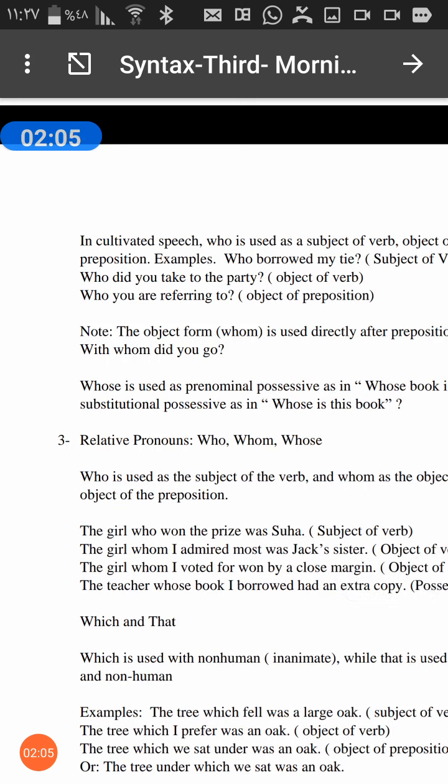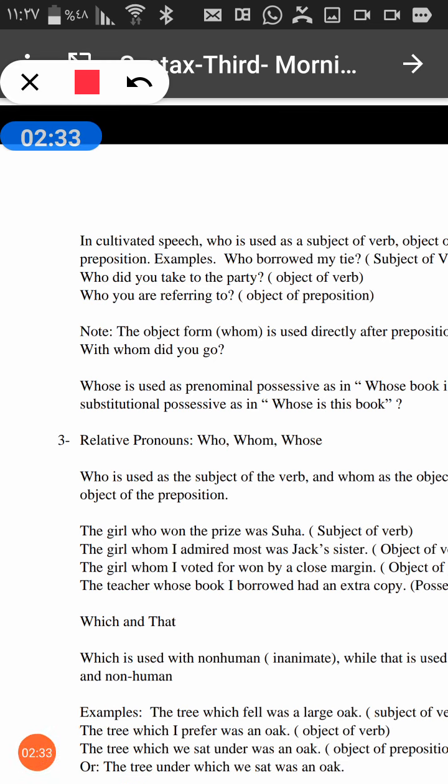But in the second example here, who did you take to the party? I answer the question, for example, I took Ahmed to the party, I took Ali to the party, I took Suha to the party. Here in this case, who functions as the object of the verb.